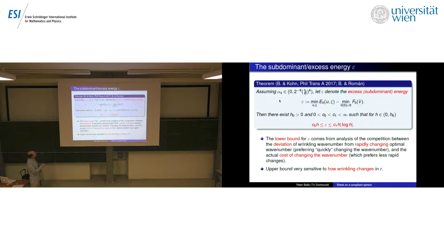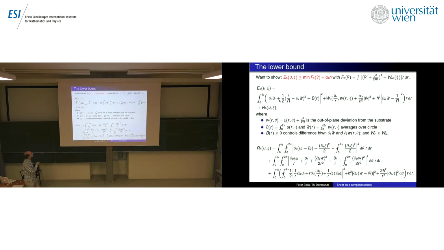In order to prove this, we need to show both the lower bound and the upper bound. The upper bound means we need to construct a good competitor for each H. For the lower bound, we need to show that no matter what we do, we will always have this type of energy. So, very quickly about the lower bound, which is usually more difficult, in this situation it is not that much involved.